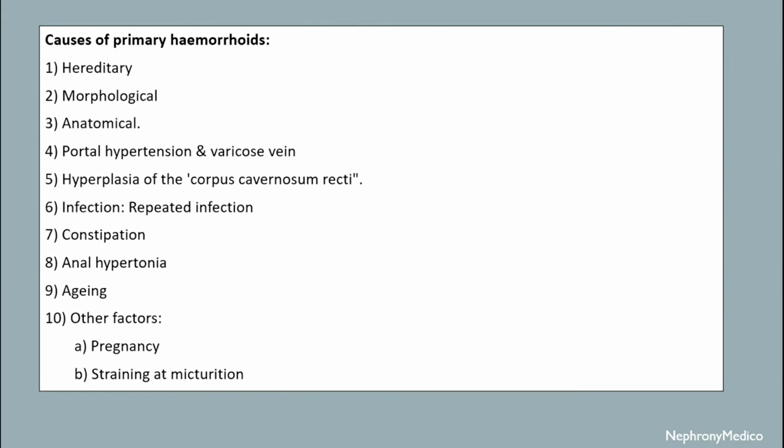Now, causes of primary hemorrhoids. It may be hereditary, morphological, anatomical, portal hypertension and varicose vein, hyperplasia of the corpus cavernosum recti, infection, constipation, anal hypotonia, aging, and other factors like pregnancy and straining micturition.